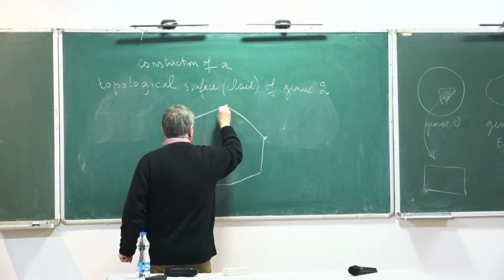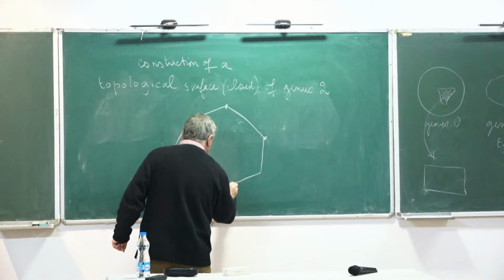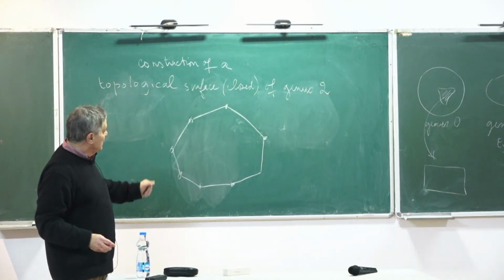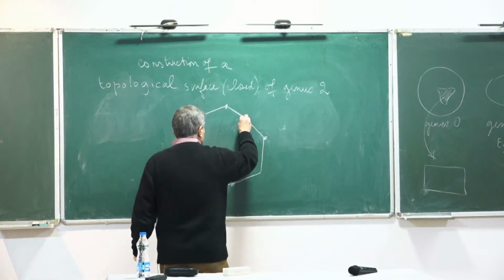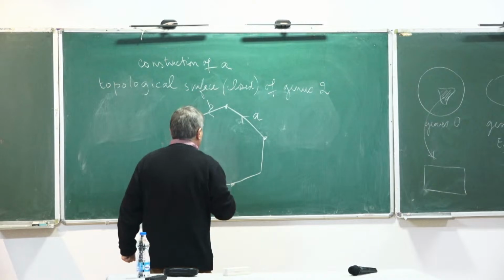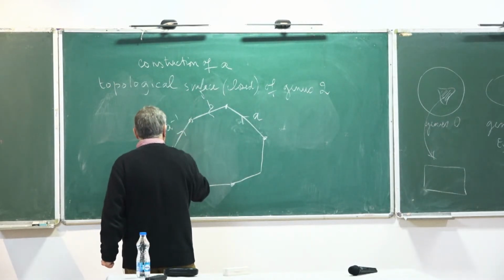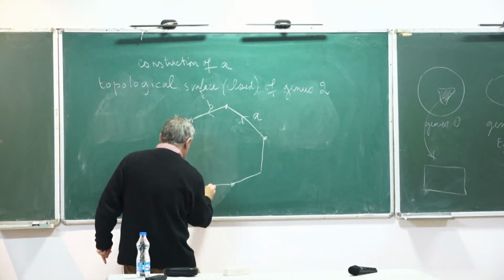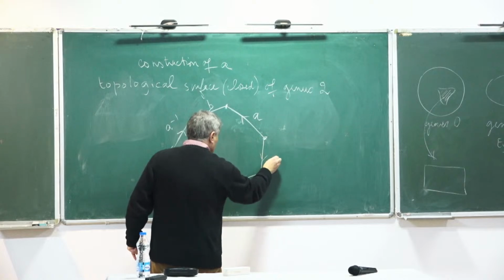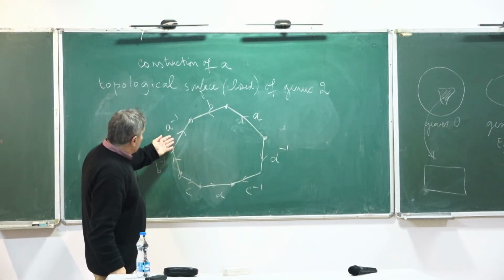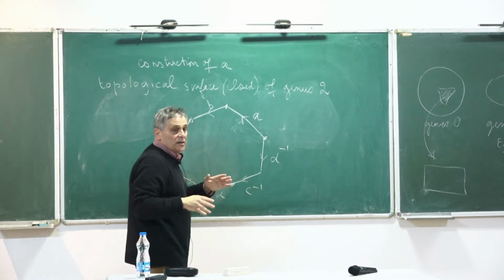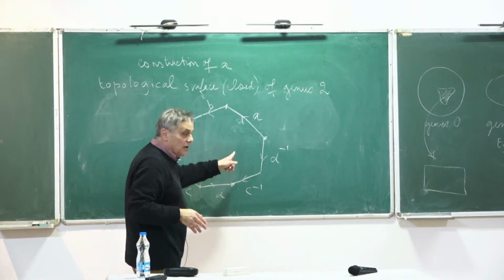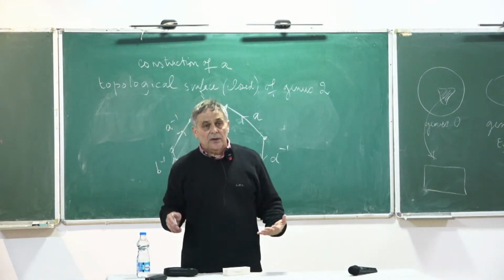you take an octagon, 1, 2, 3, 4, 5, 6, 7, 8. You take an octagon in the Euclidean plane, and then you identify sides. The usual identification is like this: A, B, A inverse, B inverse, inverse meaning that the arrow is on the other side, and then C, D, C inverse, D inverse. This means that you identify this side with this side following the arrows. You identify this side with this side following the arrows, and so on. You do 4 identifications.